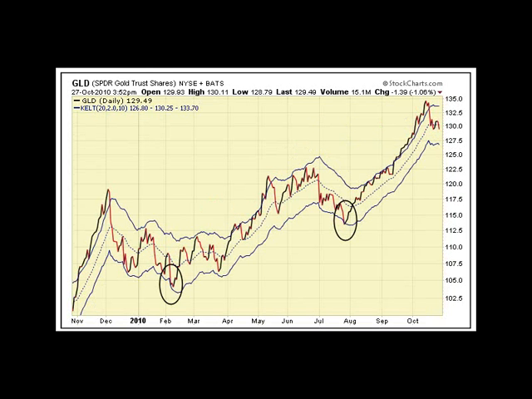And here's another example for the gold ETF. Again, when the gold ETF is trading close to the lower channel or below the lower channel, it's usually a great setup for a significant rally going forward.